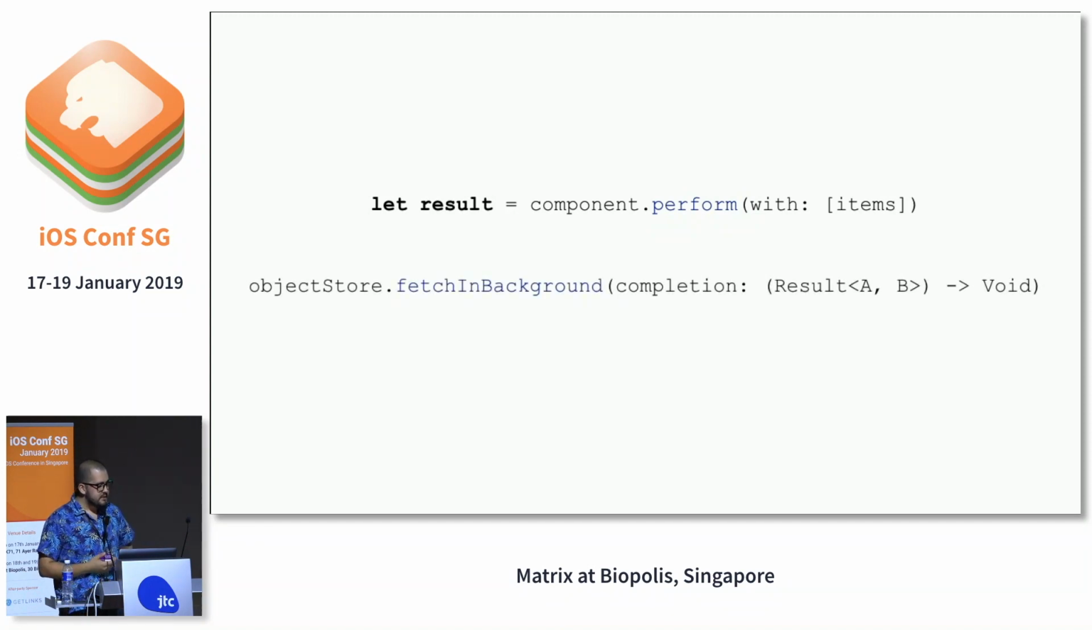The second one, for instance, we have another piece of code whose name is fetch in background with a completion block. And this method naming kind of implies that this function is going to be executed in a background thread, but we are not actually sure and we need to trust that this is actually what it is doing. So there's an implication there that we need to take care of.